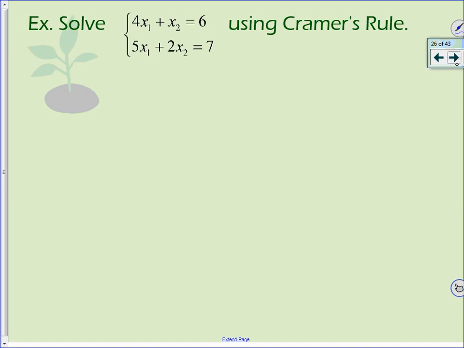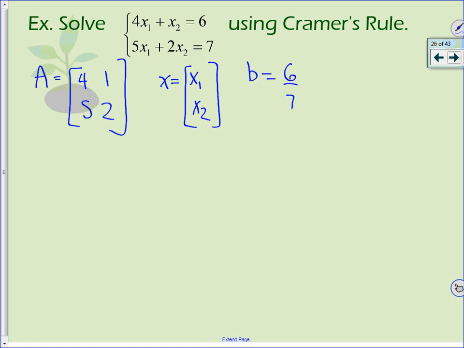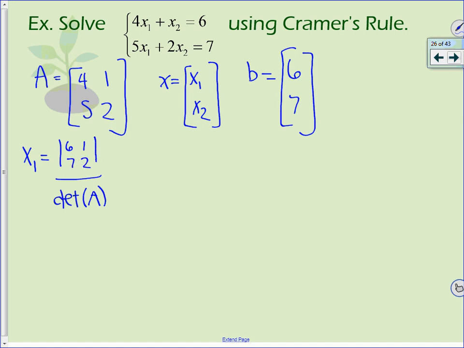So let's do it. We're going to do it with a 2 by 2 first because the math is easier. So here A is going to be 4, 5, 1, 2, because that is the coefficient matrix. x is x1, x2, and b is 6, 7. So x1 is going to be the determinant of A on the bottom of the fraction, and the top of the fraction is the determinant of A1. And A1 is 6, 7, 1, 2, because I replaced the first column, or the x1s, with the 6, 7, the constant terms on the right side of the equation.